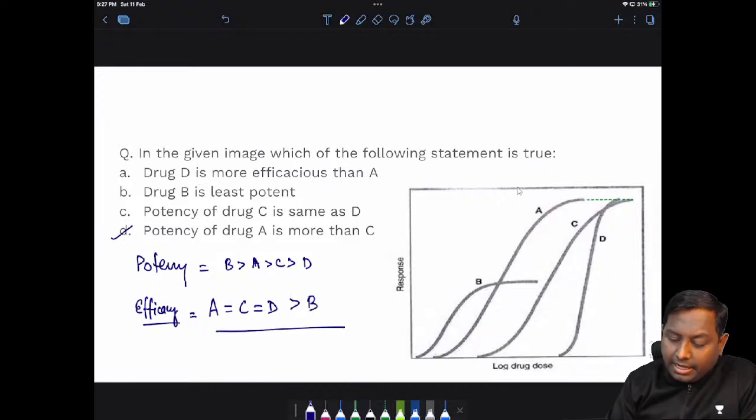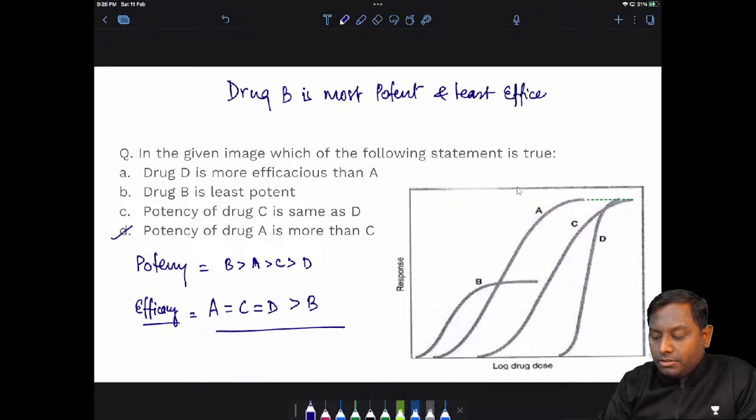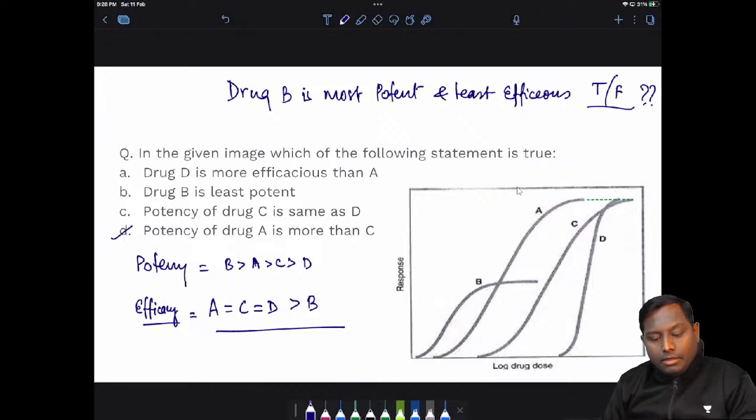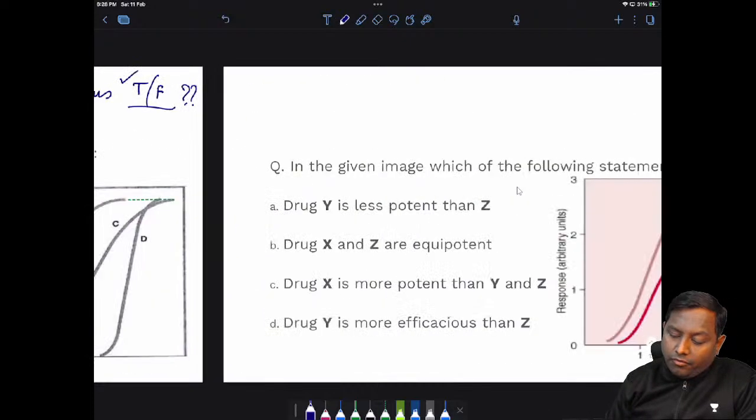So can I say drug B here is most potent? Just asking true or false. Drug B is most potent and least efficacious. Is it true or false? Just tell me either true or false. If you have been understanding this already, then we are going to have a different kind of question after this, which all of you will enjoy. I hope all of you will agree with me and tell me yes, it's a true statement. It's a true statement. Very good.